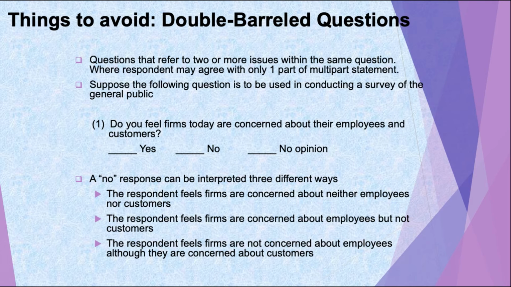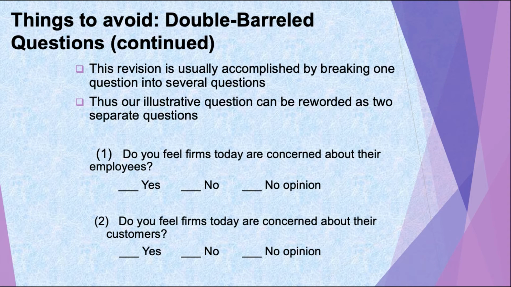So, for example, a no response can be interpreted in three different ways. The respondent feels firms are concerned about neither employees nor customers. Or the respondent feels firms are concerned about employees but not customers. And another choice: the respondent feels firms are not concerned about employees, although they are concerned about customers. So, in order to avoid that, we are going to split this question into at least two, because we have two issues here. If there are three, we split it into three.